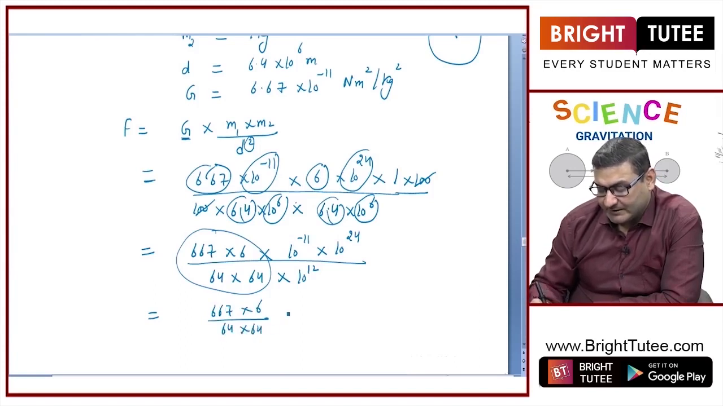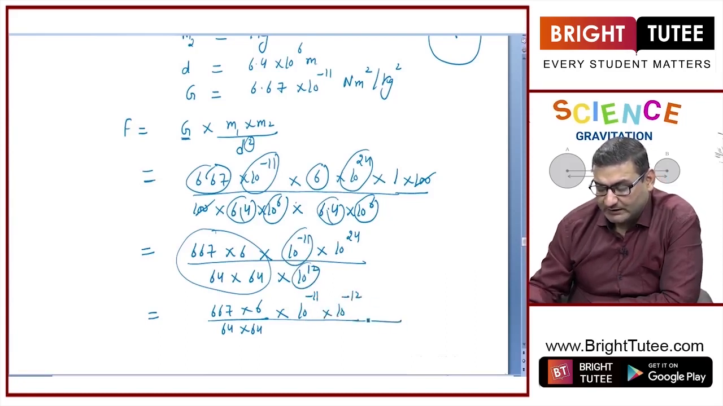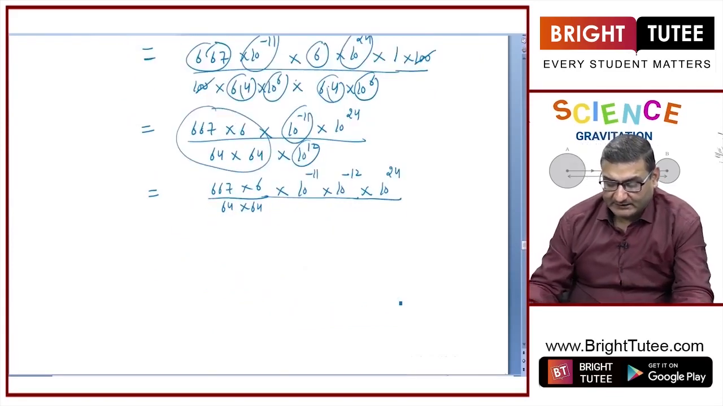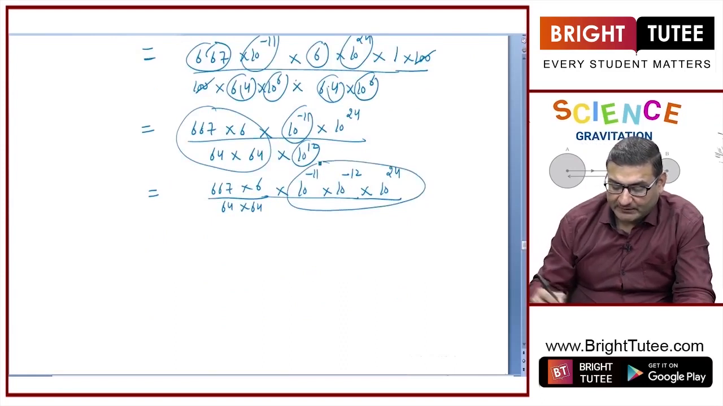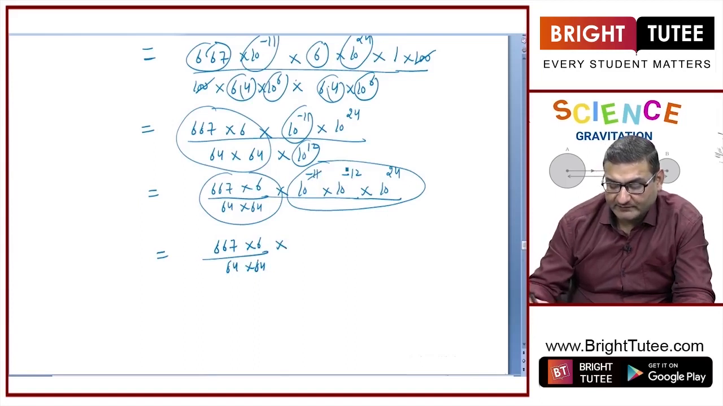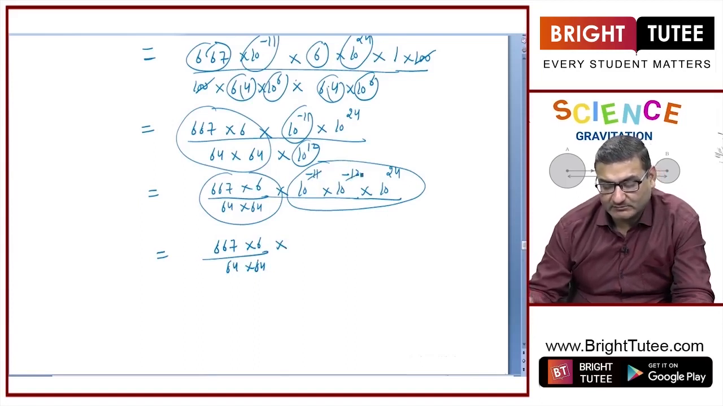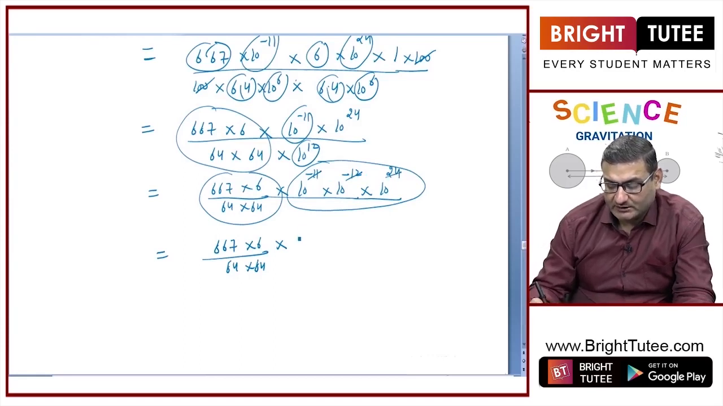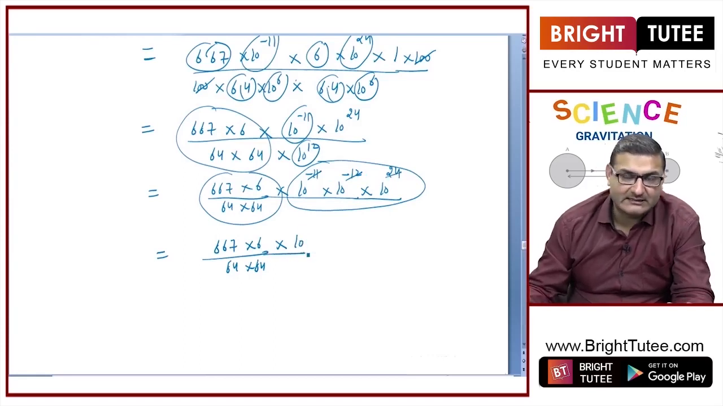Now, the next step is, once again keeping these numerical values like this only, not yet calculating, multiply by 10 to the power minus 11. This 12, when it goes up, will also become minus 12, and 10 to the power 24 as it is. Fine. So now I will just add up all the powers of 10, keeping the rest the same: 6.67 into 6 divided by 64 into 64 into 10 to the power, this is minus 12 and minus 12, this comes out to be minus 23 while adding up, and this is 24. So it comes out to be 10, that is it.